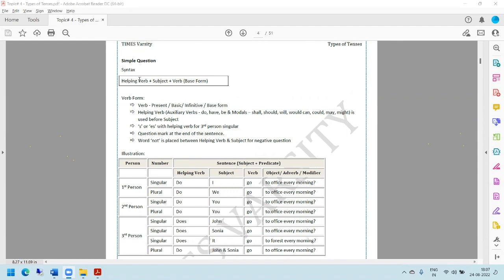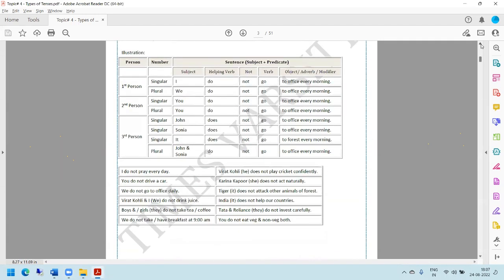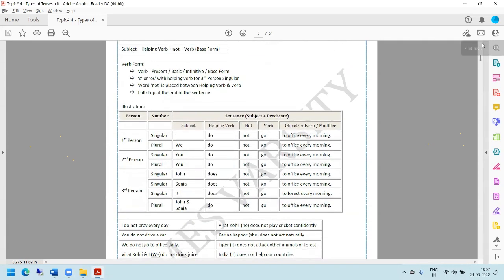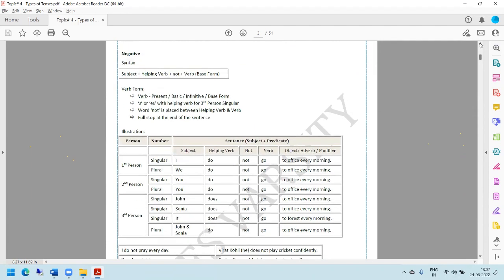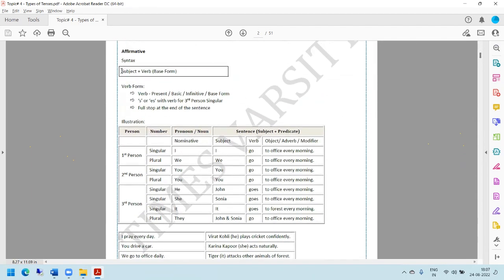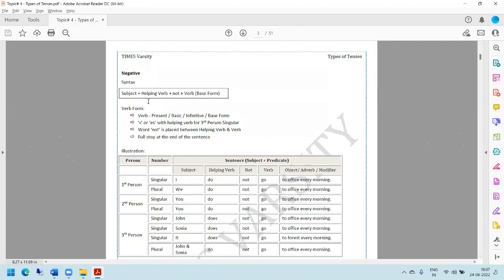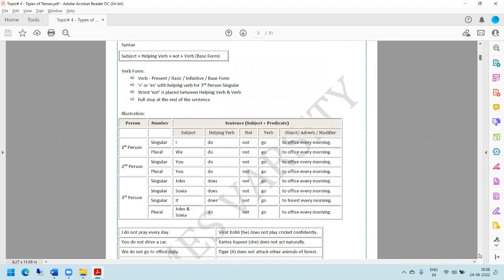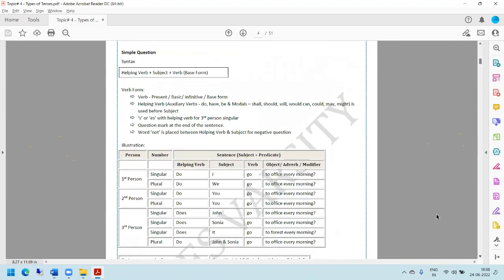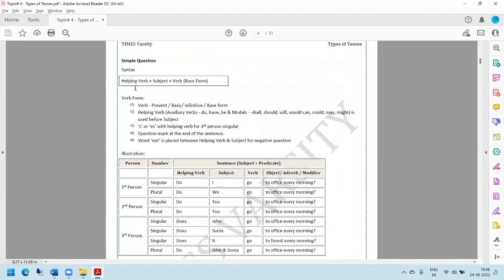For this, the syntax is helping verb, then subject, then verb. You might have seen that in affirmative, subject plus verb. In negative, subject plus helping verb plus not plus verb. And if we talk about a simple question, the sentence starts with helping verb, then subject, then verb. This is how it works.